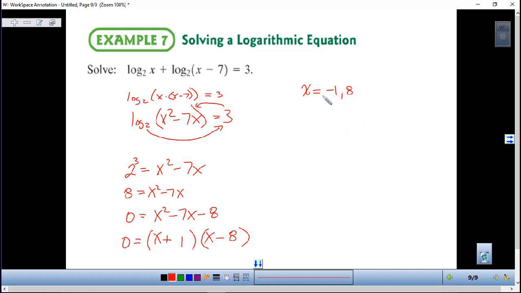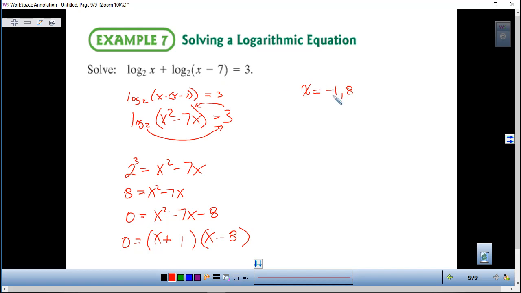All right, but at this point, you've got to go back and you've got to look up here and make sure that both of these solutions do fit into that possibility. If I take 8, I can take the log base 2 of 8, no problem. I can take the log base 2 of 8 minus 7. It's still a positive number, it's 1.